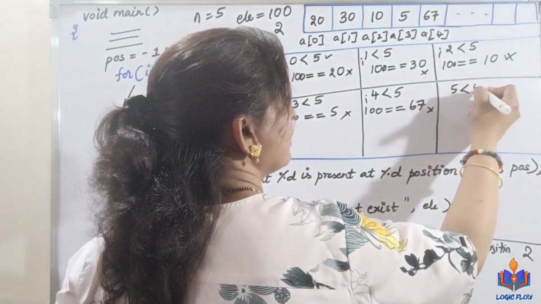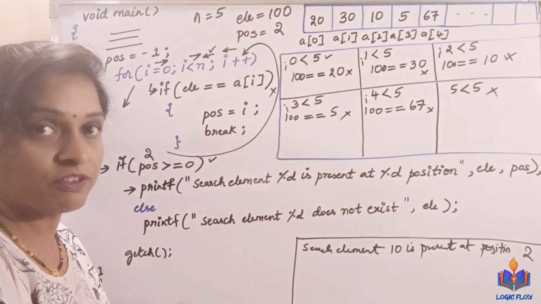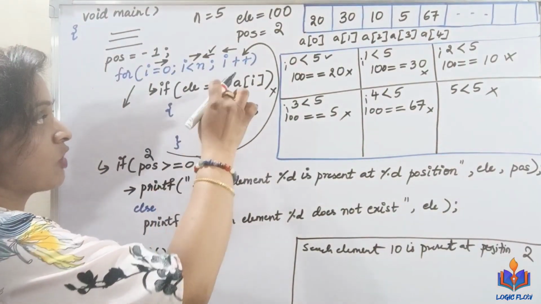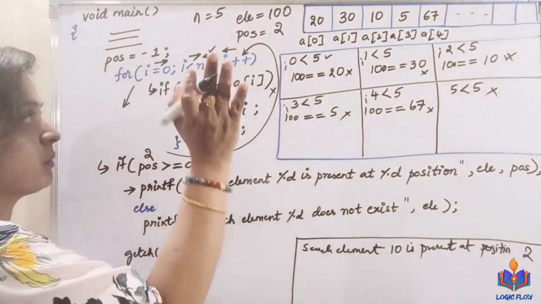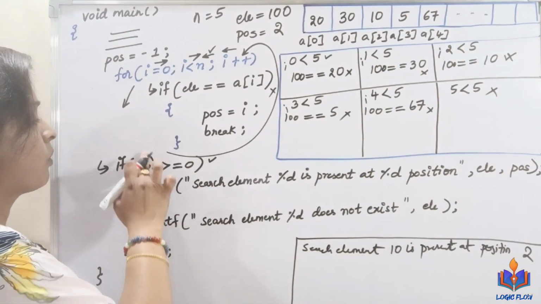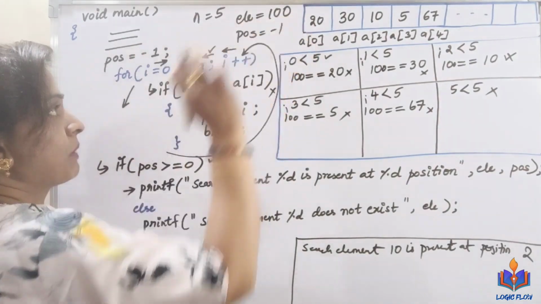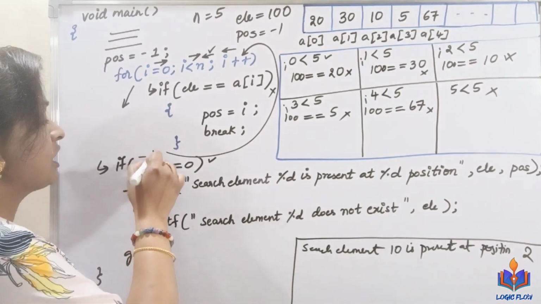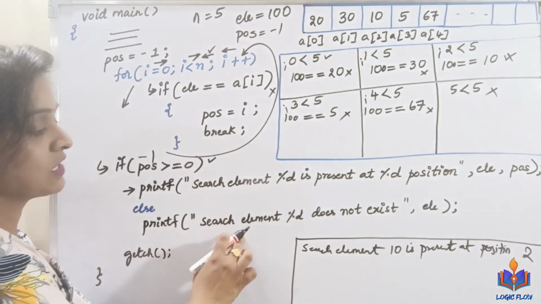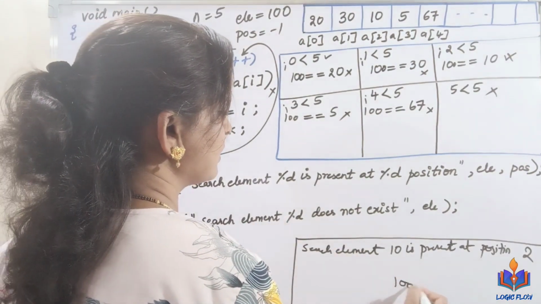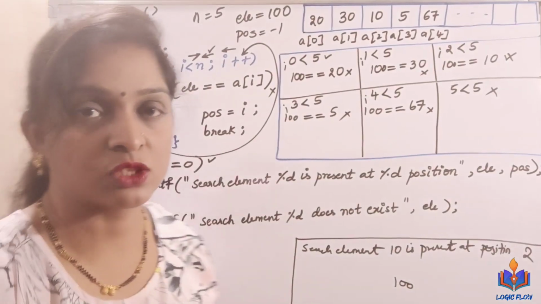5 less than 5? No. The loop terminates. The position value never changed because I have not entered this block, because this condition was false at every iteration. The loop terminates now and I come to this position. What is the position value? The position value that I initialized as -1 remains like that. So is -1 greater than or equal to 0? No. I come to the else part. I say search element 100 does not exist. This is how linear search works. Hope you have understood.